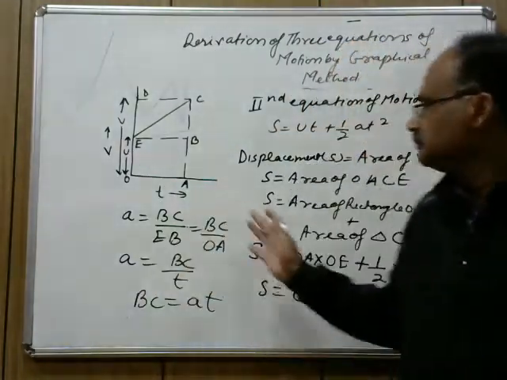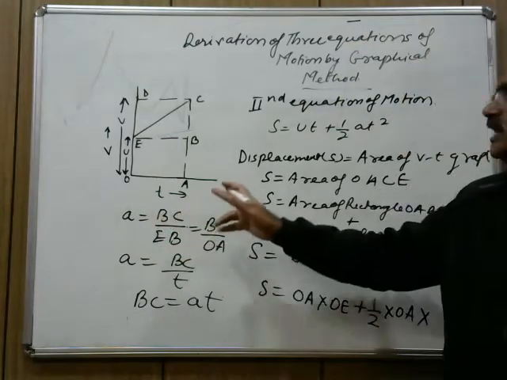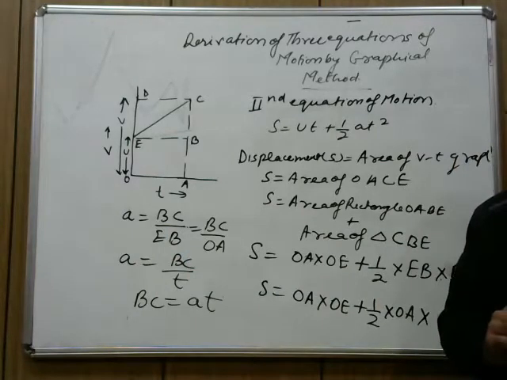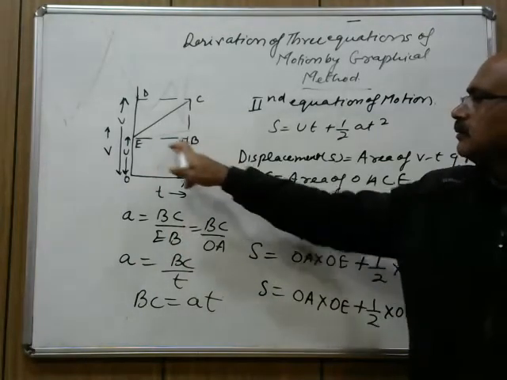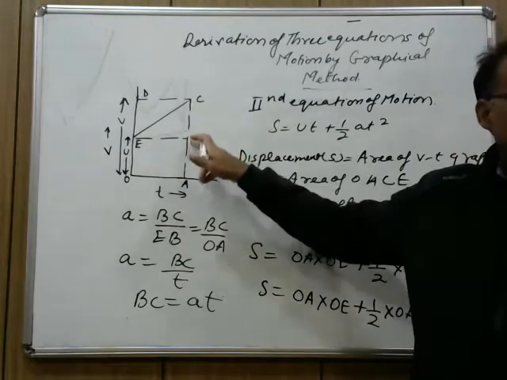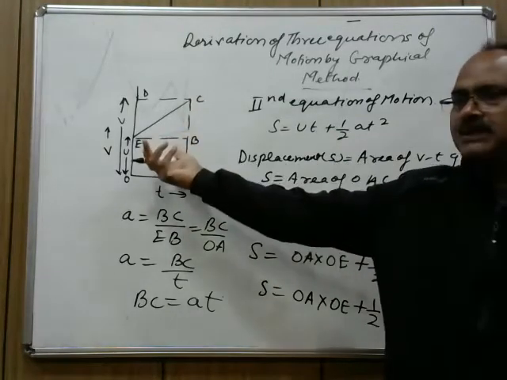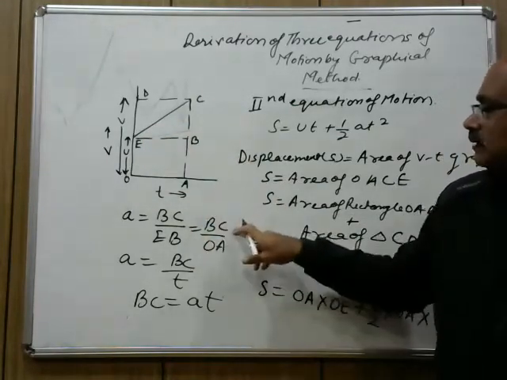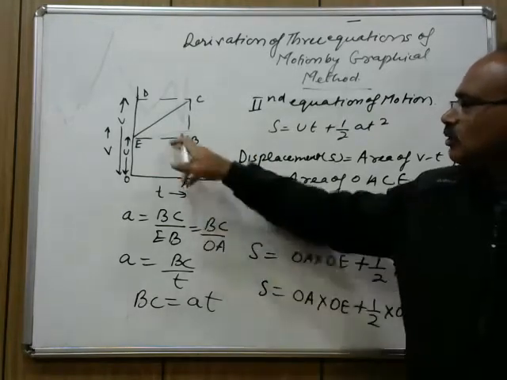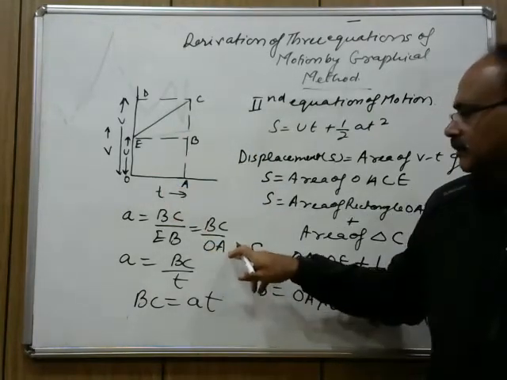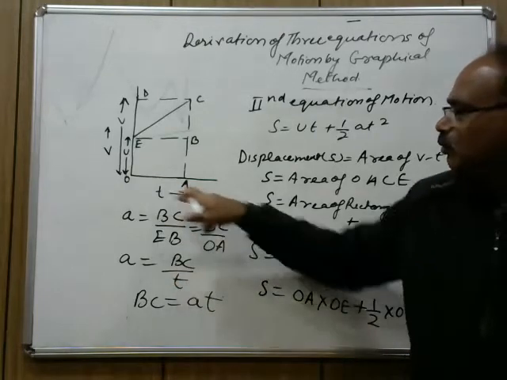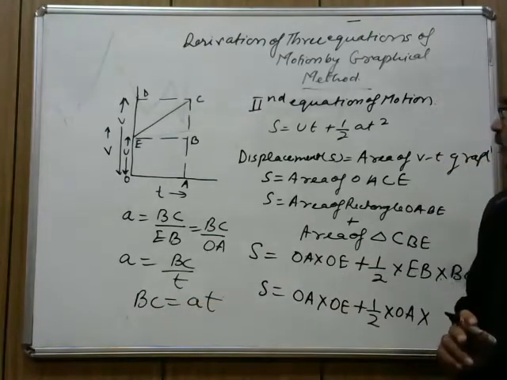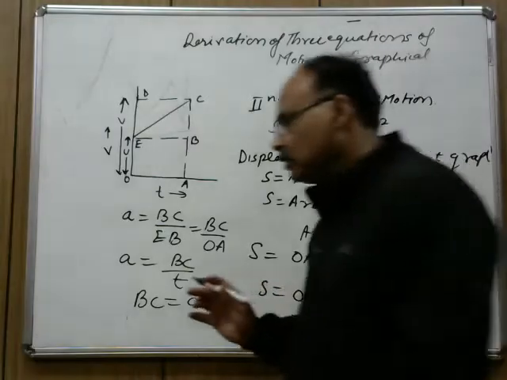Just look carefully. We have just changed BC in terms of acceleration and time. Acceleration is equal to the slope of the velocity time graph, that is perpendicular upon base. Perpendicular is BC and EB is the base. BC we have written as it is, and EB is equal to OA, and OA is equal to time t. Then cross multiply, we can write BC is equal to at. Now we will put all the values.